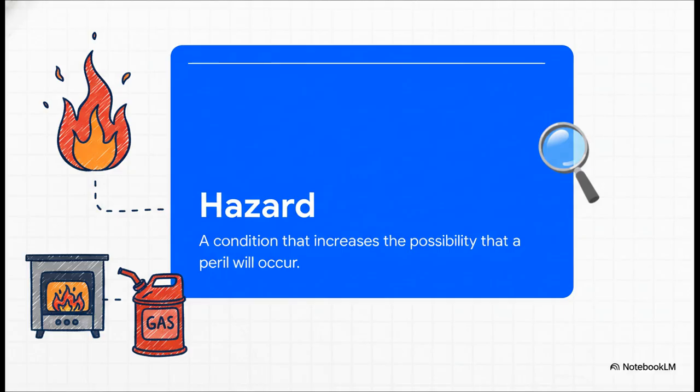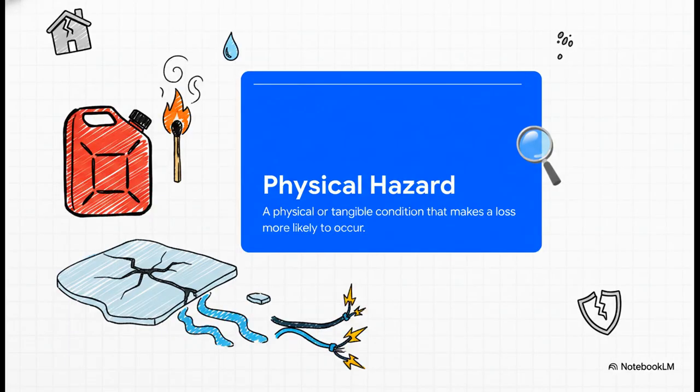Now, a hazard is not the cause of the loss itself. No, it's the condition that makes a peril way more likely to happen. So in Alex's story, it turns out there was a full can of gasoline sitting right next to the furnace in the basement. Now, did the gas can start the fire? No. But did it make a fire way, way more likely and potentially way more explosive? Absolutely. That gasoline can is a perfect example of what's called a physical hazard.